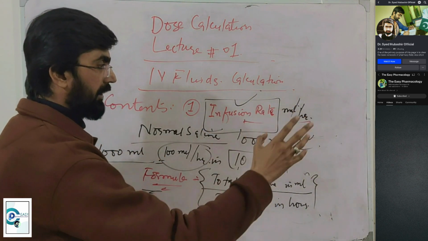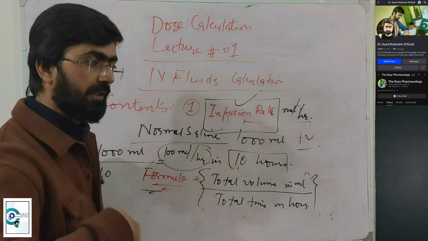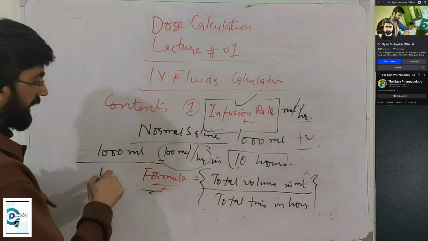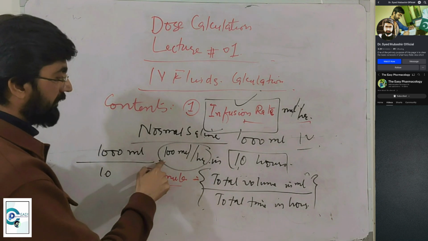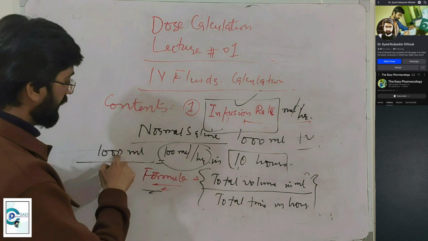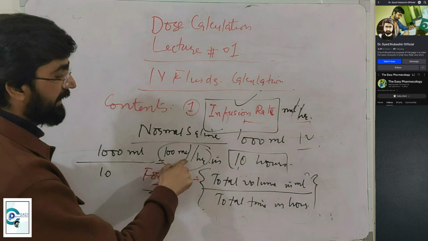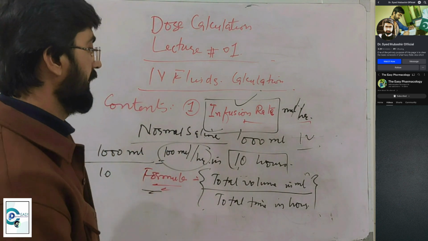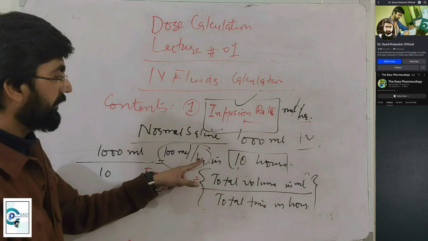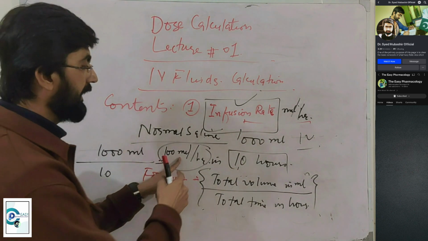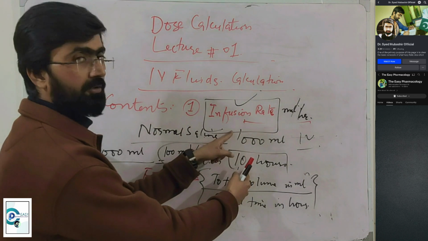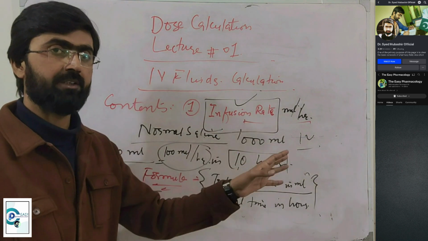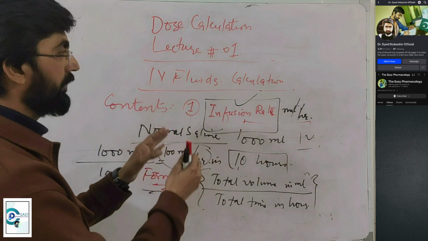This is 10 hours total, but how much quantity should we infuse in 1 hour? If we do this calculation, 1000 ml per 10 hours, it will give the answer of 100 ml per 1 hour. So this is the infusion rate. In 1 hour, if we infuse 100 ml, obviously it will take 10 hours to complete the total quantity of 1000 ml IV normal saline to that patient. So this is all about the infusion rate.